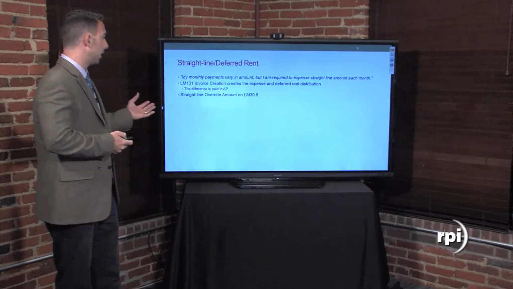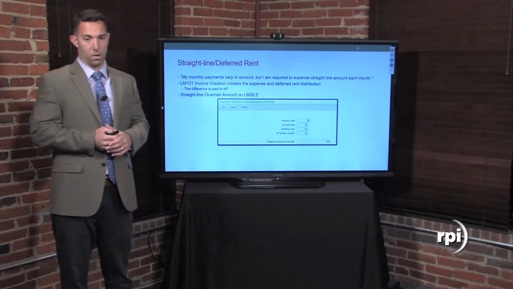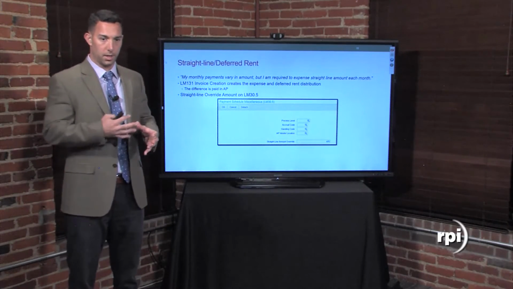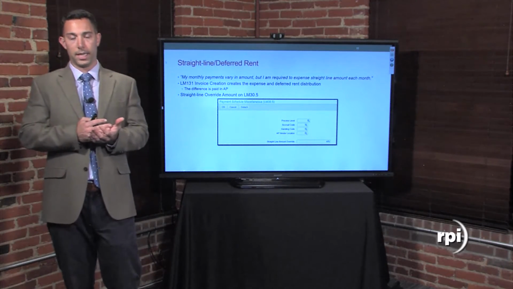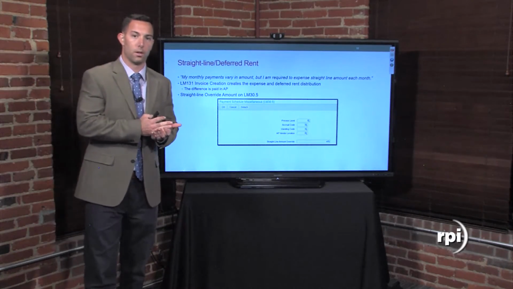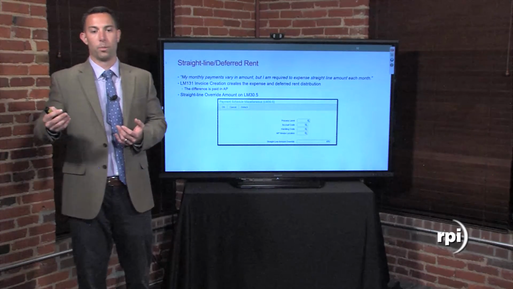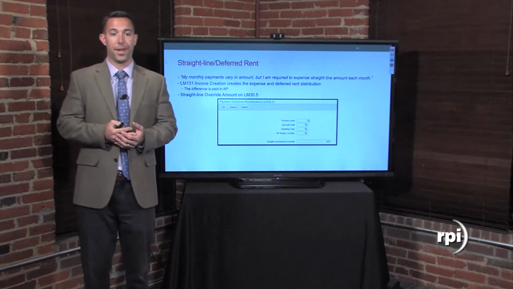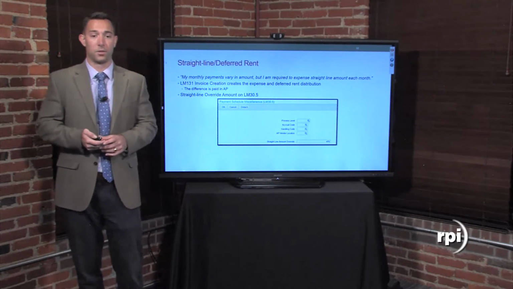And there's also the option to override that straight line amount. So on the lease, Lawson's going to add up the sum of the lease and divide it by the total number of periods to give you what that straight line amount should be. But if for whatever reason you need to override that amount, you can come into this LM30.5 to override.